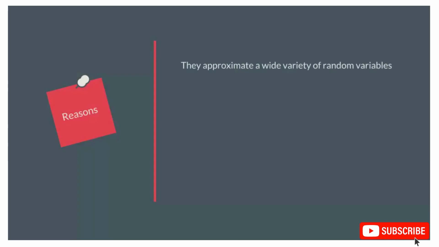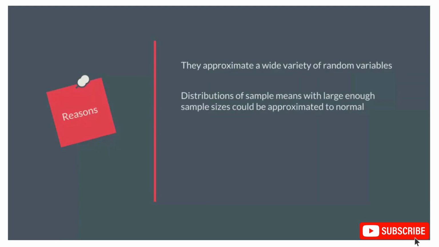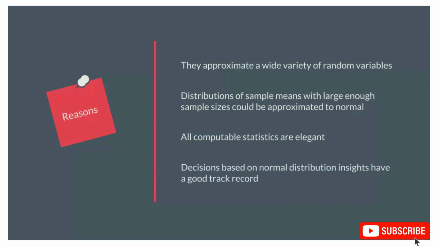They approximate a wide variety of random variables. Distributions of sample mean with large enough sample sizes could be approximated to normal. All computable statistics are elegant. Decisions based on normal distribution insights have a good track record. If it sounds like gibberish now, I promise that things will be much easier once we get started.